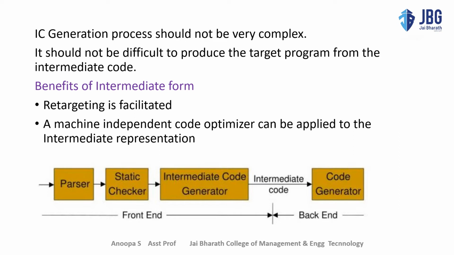Now we have two benefits of intermediate form. One is retargeting is facilitated. That is, we have already discussed. Target machine differs. We don't have to write the compiler again and again. Second, a machine independent code optimizer can be applied to the intermediate representation. So this is the position of the intermediate code generator after the parser and static checker in the front end. So some portion of intermediate code will be used in the front end and some portion will be used in the back end by the code generator.